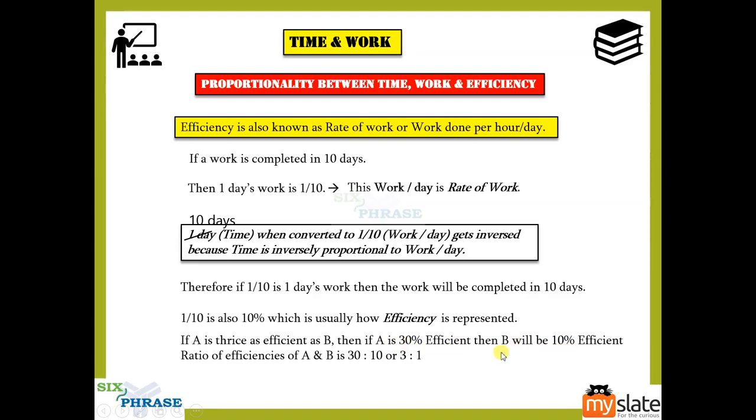Because A is thrice as efficient as B. Whatever is B, 3 times is A. So if B is 10 percentage efficient, A will be 30 percentage efficient. If I ask you what is the efficiency ratio of A and B, you just do 30 is to 10. What is 30 is to 10? 3 is to 1. So the efficiency ratio of A to B is 3 is to 1.